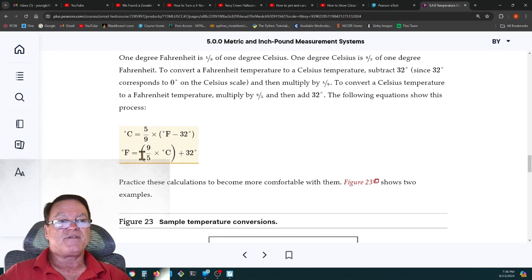So from Celsius to Fahrenheit, you're going up and up. So you multiply by 1.8 and then you add 32. Fahrenheit to Celsius, you go down and down. Subtract 32, divide by 1.8.